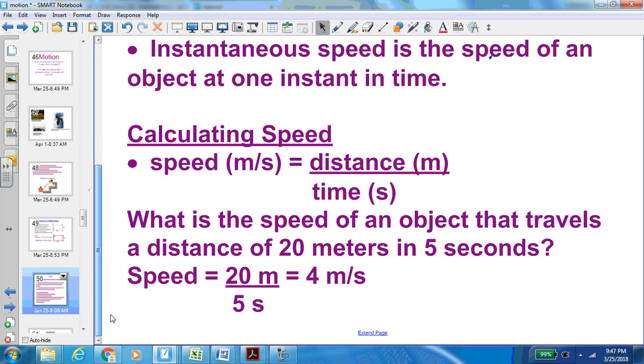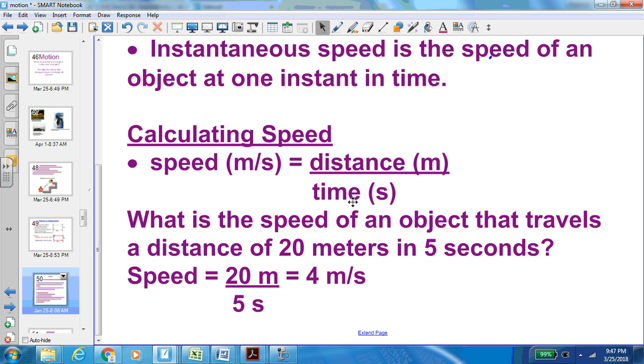This is the formula that we use for calculating speed, and this is average speed, because this would be the total distance traveled divided by the total time that it took, and that would give us our average speed. So let's look at our formula for that. It is speed equals distance divided by time. Let's try a practice problem.